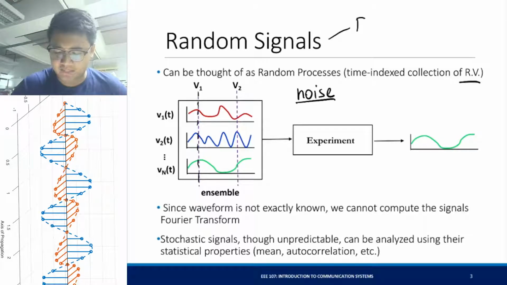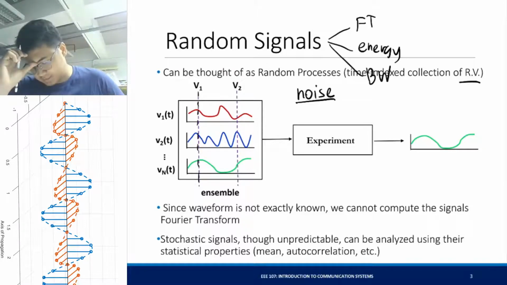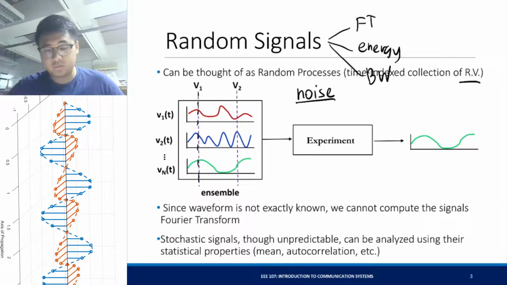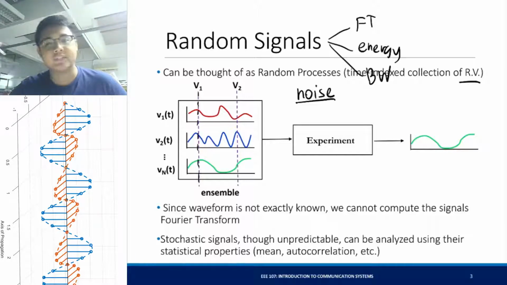The problem with random signals is that if we talk about signals, we're talking about Fourier transform, energy, bandwidth, and so on. But since we don't really know how a random signal behaves, we cannot analyze its Fourier transform. Although these stochastic signals are unpredictable, we can analyze them using their statistical properties. The statistical properties would be your mean, variance, autocorrelation, and so on. Let's define them.